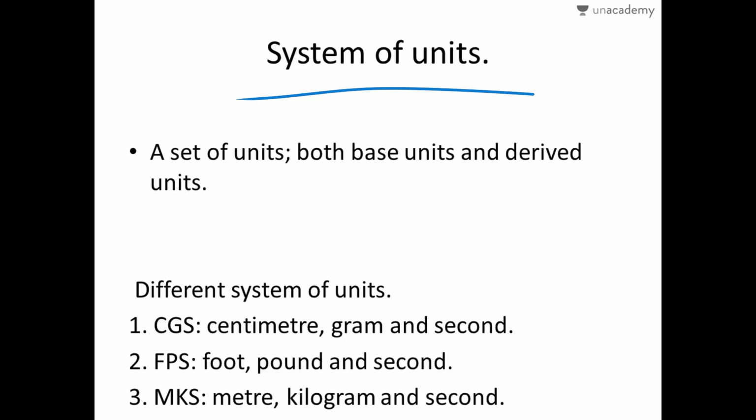The different systems of units are CGS, which is centimeter, gram and second; FPS, foot, pound and second; MKS, meter, kilogram and second. The FPS is also called the British system. Here centimeter, foot and meter are used for the measurement of length, gram, pound and kilogram for mass, and second is used for time.